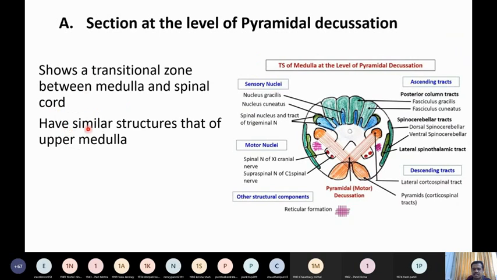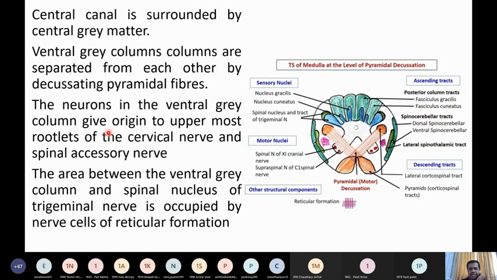However, it has similar structures to that of the upper medulla. The central canal is surrounded by central gray matter. You can see here, so this is the central gray matter, which is similar to that of the spinal cord. This gray matter surrounds the central canal. Central canal is centrally placed here, surrounded by the gray matter. In front of the gray matter, there is ventral, you can see here, the central gray matter.